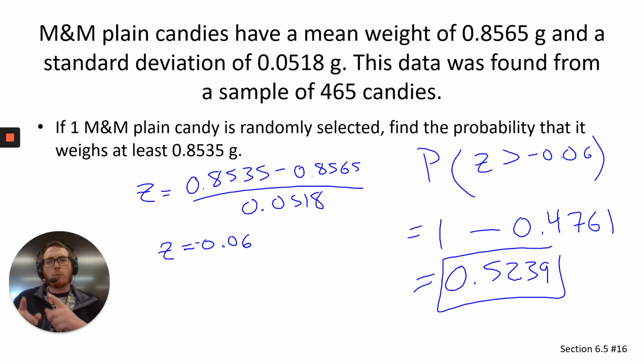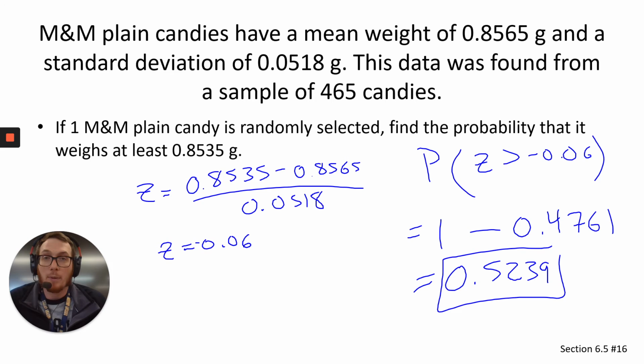The first one says if one piece of candy is chosen at random, find the probability that its weight is at least 0.8535. Now notice here I didn't have to divide by any square root. Technically I did divide by a square root. It's the square root of 1 for the denominator, which doesn't do anything, which is why we didn't have to worry about it when looking at these scenarios earlier. I'm looking then for the probability that z is greater than negative 0.06.